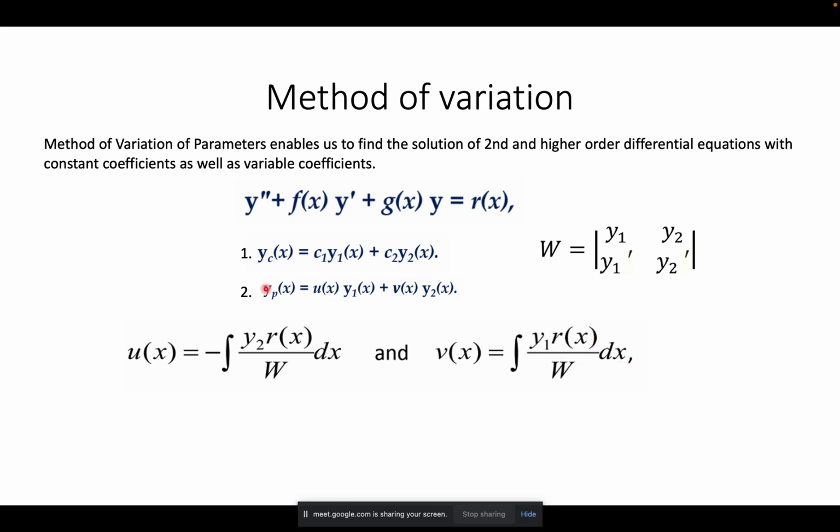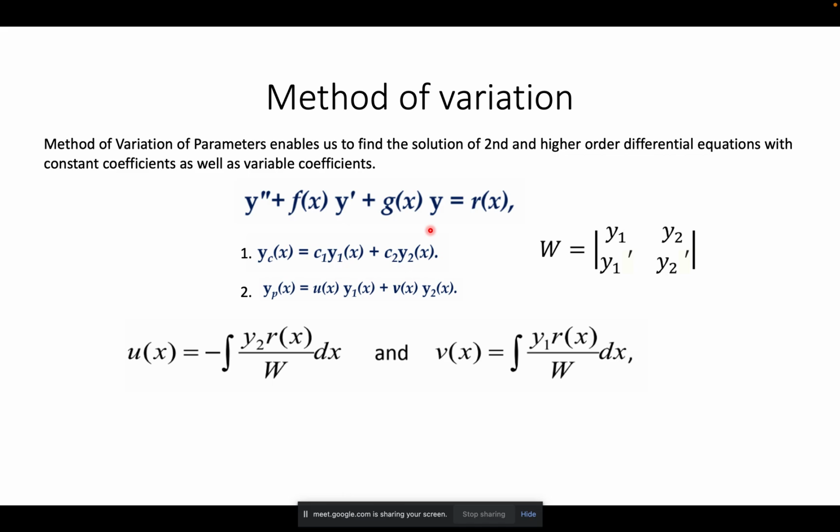So the summary is, first you calculate the complementary function of your homogeneous part, and then you calculate u(x) and v(x) from the given differential equation, and then you can write the complete general solution of the given differential equation.